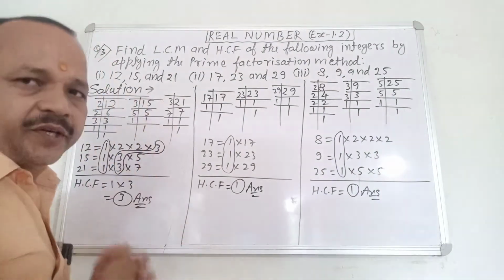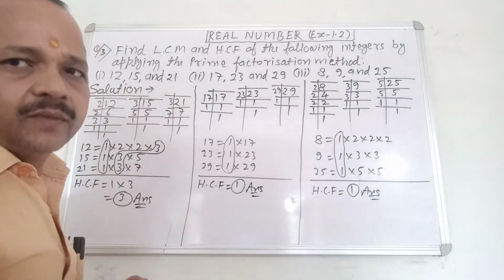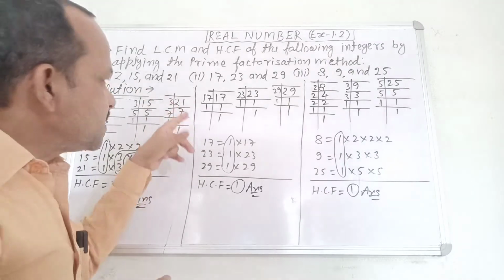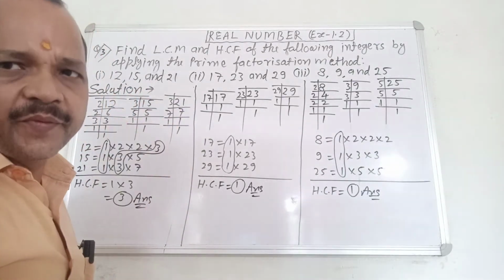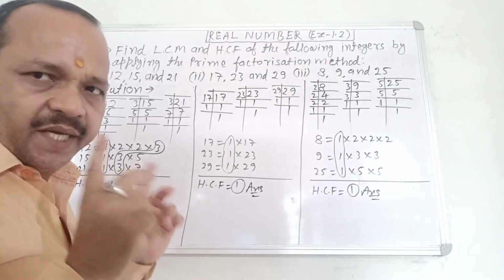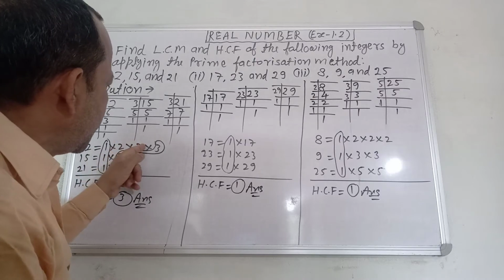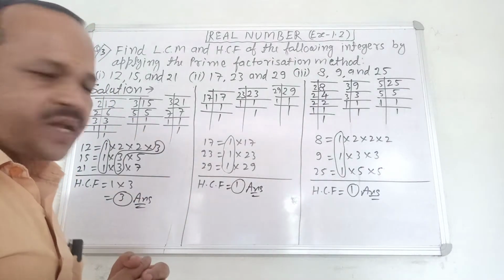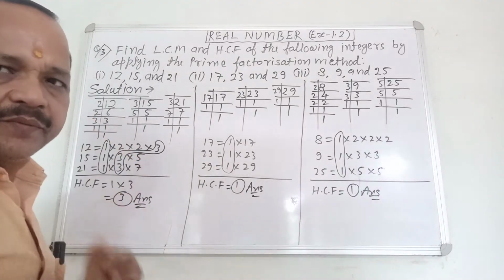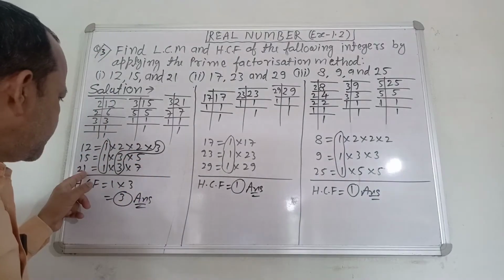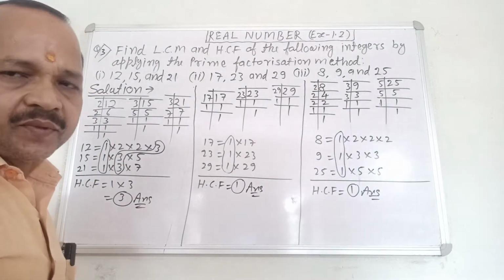Now factorize 21. 21 divided by 3, 3 times 7 is 21. You find 7. 7 divided by 7, you find 1. It is the factorization of 21. Clear? You write 12 equal to 1 multiply 2 multiply 2 multiply 3. And then write 15 equal to 1 multiply 3 multiply 5. And then write 21 equal to 1 multiply 3 multiply 7.